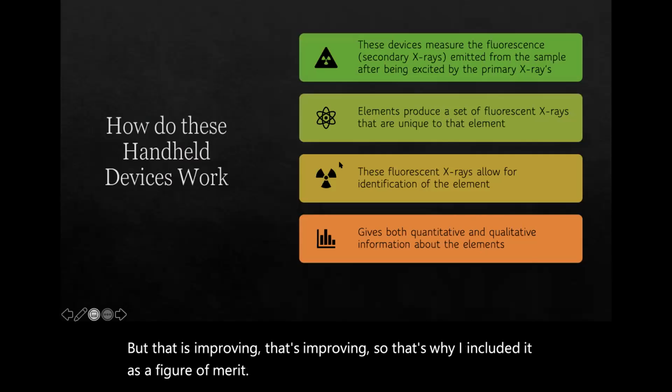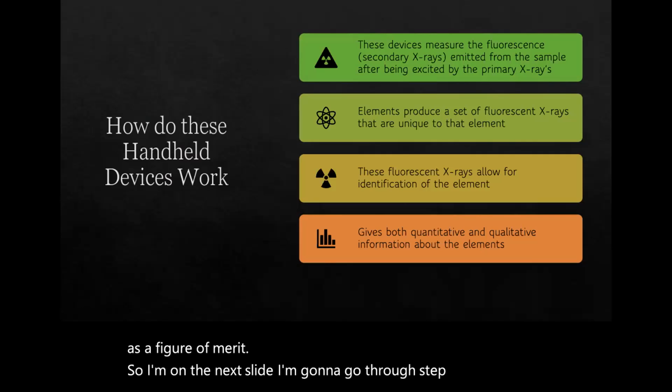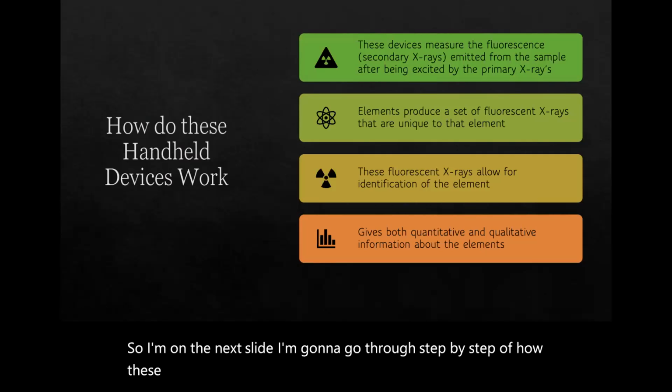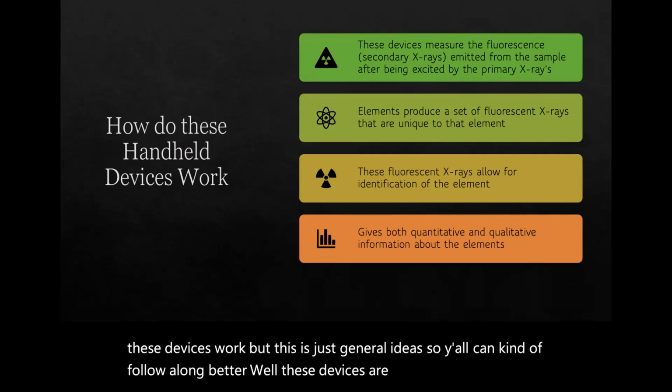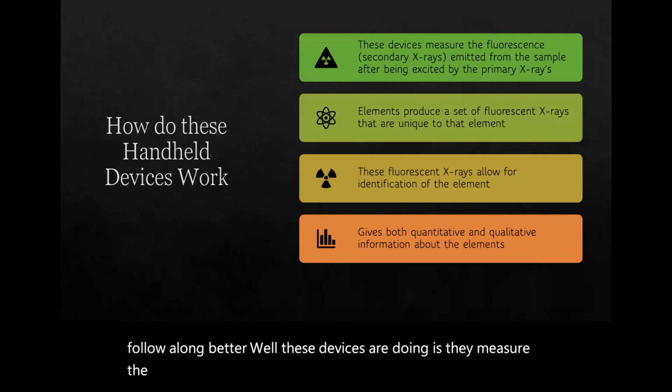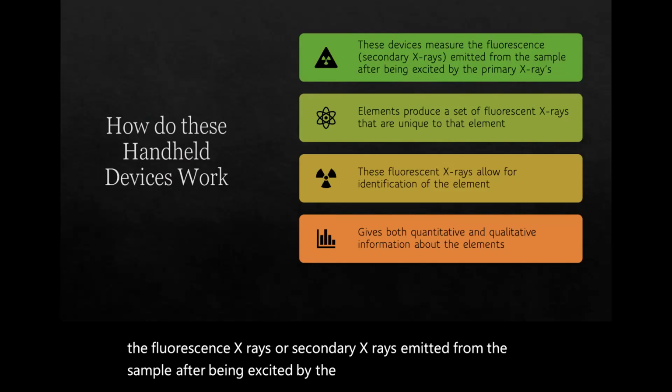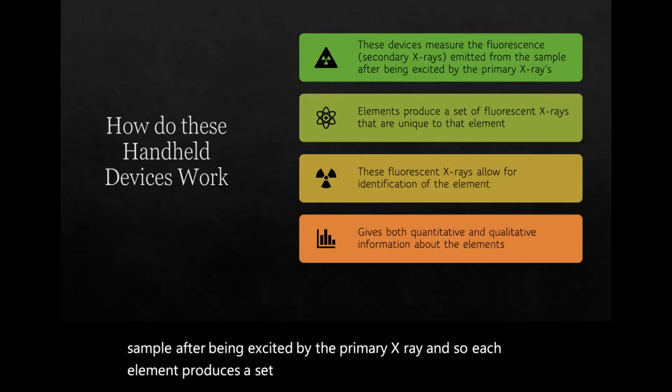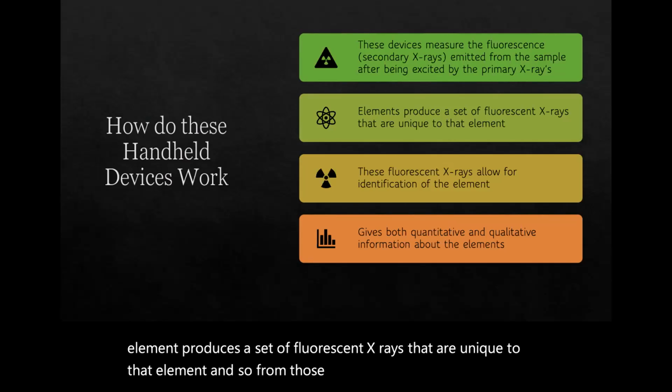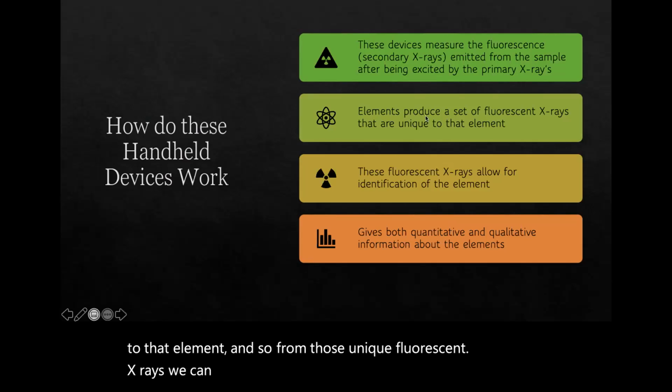On the next slide, I'm going to go through a step-by-step of how these devices work, but this is just general ideas so y'all can follow along better. These devices measure the fluorescence X-rays, or secondary X-rays, emitted from the sample after being excited by the primary X-ray. Each element produces a set of fluorescent X-rays unique to that element, so from those we can identify the element and get both quantitative and qualitative information.